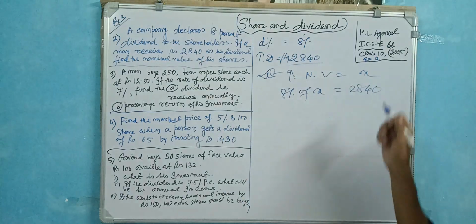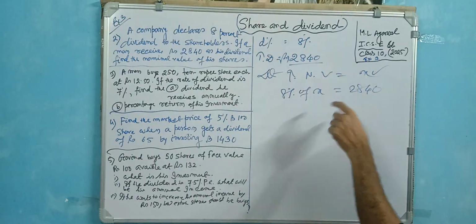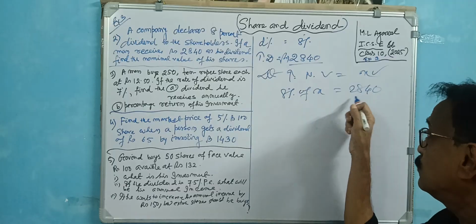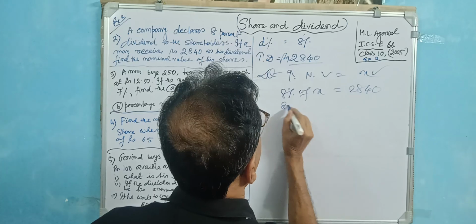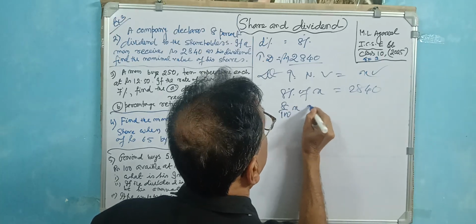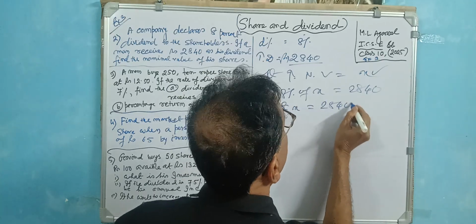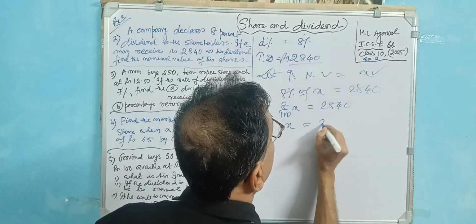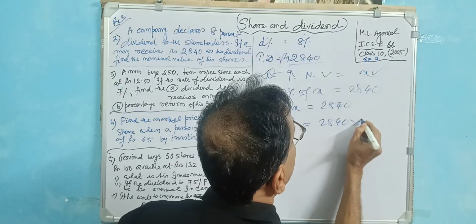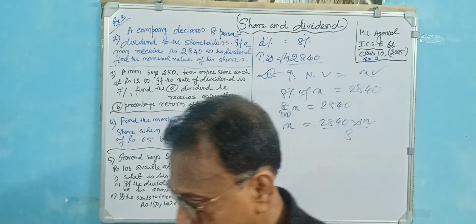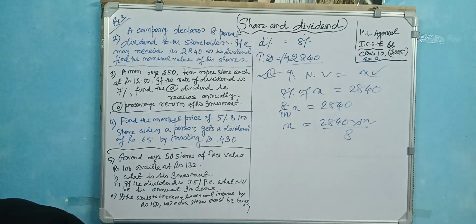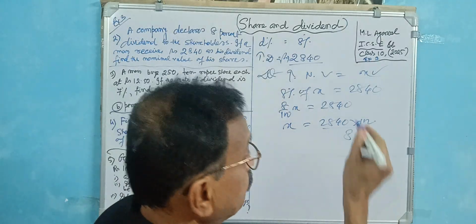Total nominal value is suppose X. So 8% of X is the income, that is the total dividend. Correct? From there you calculate X. So 8 by 100 X is equal to 2840. So X is equal to 2840 into 100 by 8. So just you multiply and divide.